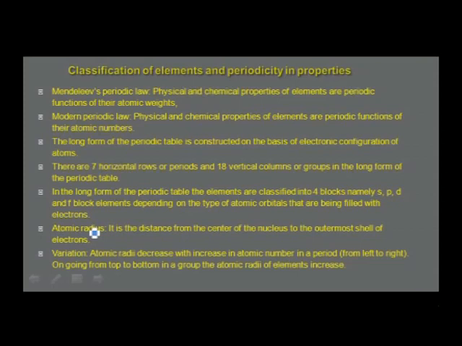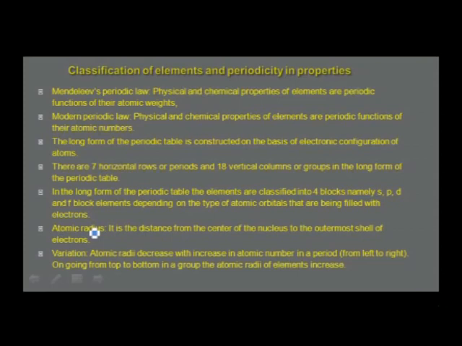Today we have the long form of the periodic table, which is based on the modern periodic law. The modern periodic law says physical and chemical properties of elements are periodic functions of their atomic numbers. The long form of the periodic table is constructed on the basis of electronic configuration of atoms. There are 7 horizontal rows or periods and 18 vertical columns or groups. The elements are classified into 4 blocks, namely s, p, d and f block elements, depending on the type of atomic orbitals that are being filled with electrons.